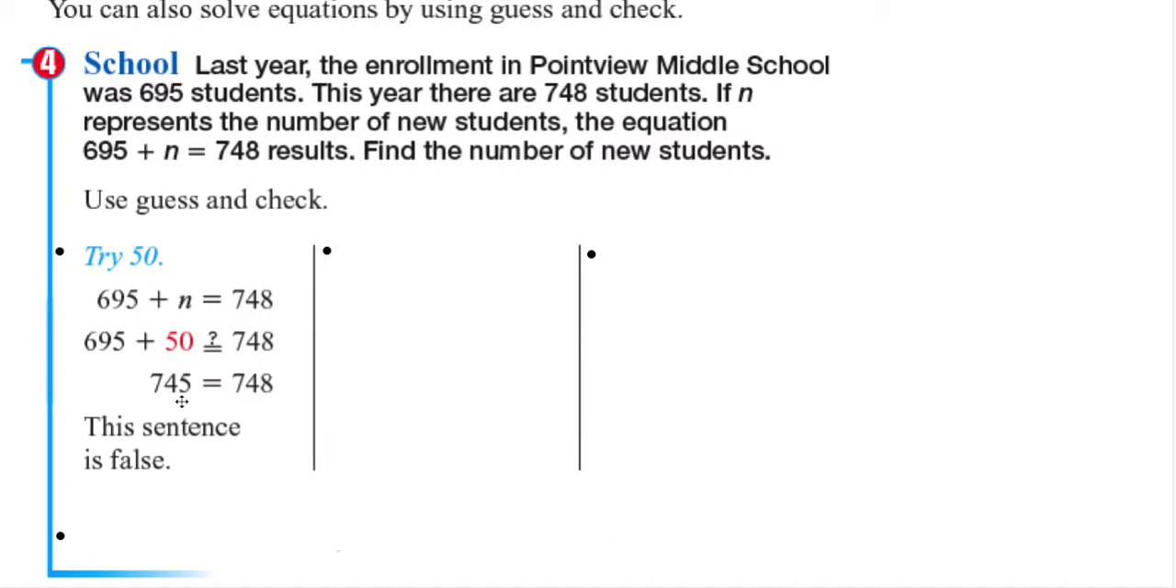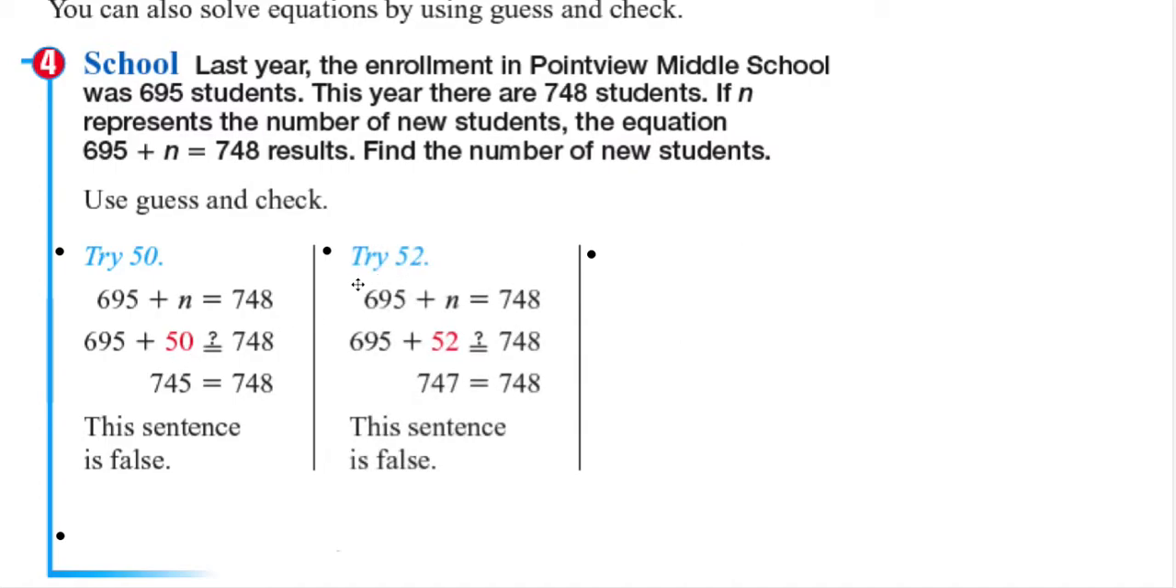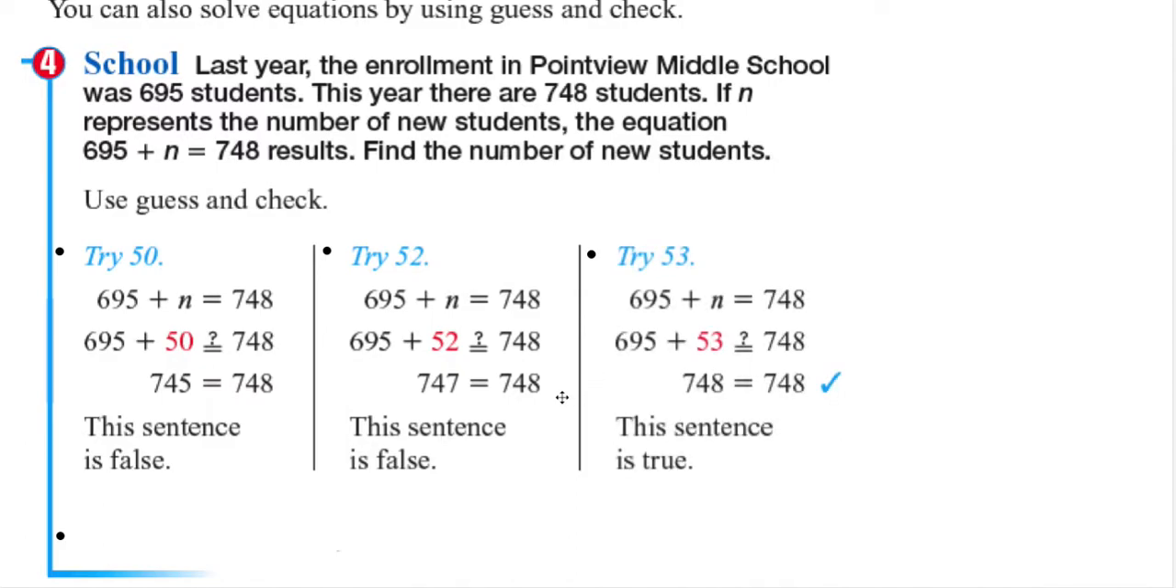Then since 745 is less than 748, we make our guess bigger. We increase our guess to 52. If we increase it to 52, we are still one less, so we finally guess the right one at 53. That'll make our sentence true, and that's how we use guess and check to find the solution to our equation. So in this case, there are 53 new students.